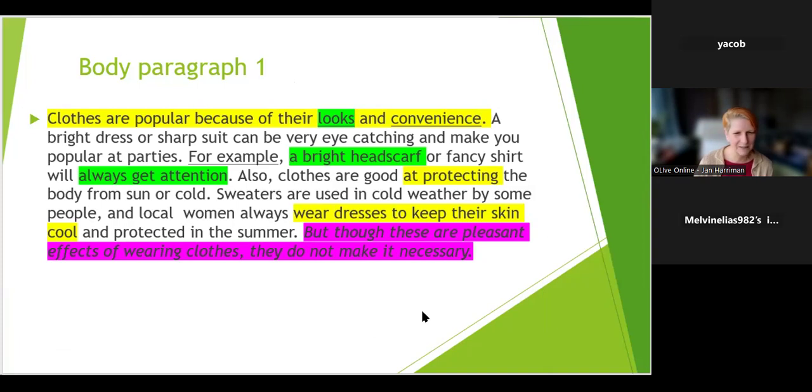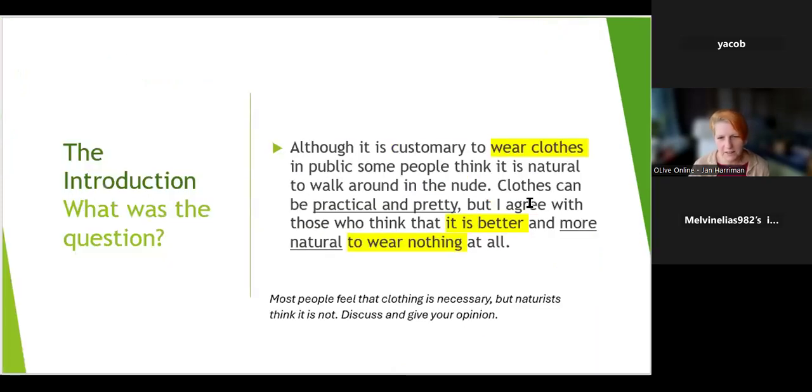Okay, let's keep going. Let's see if we can understand the next one. So here we are. Here's our introduction: clothes can be practical and pretty, but I agree with those that think it's better to wear nothing at all. So what's our next paragraph going to be about? We've covered practical and pretty. What's our next paragraph going to be about?